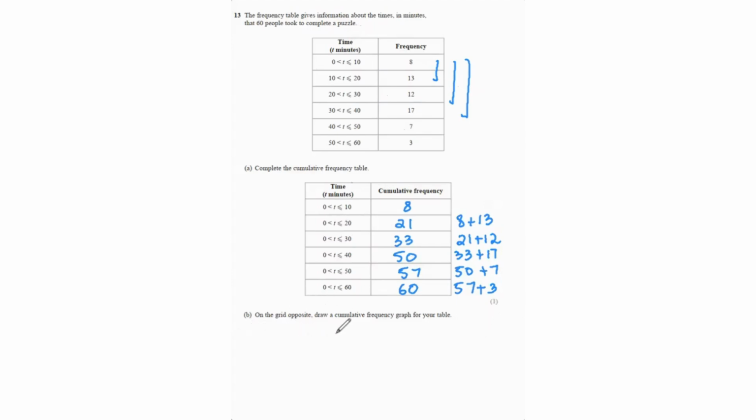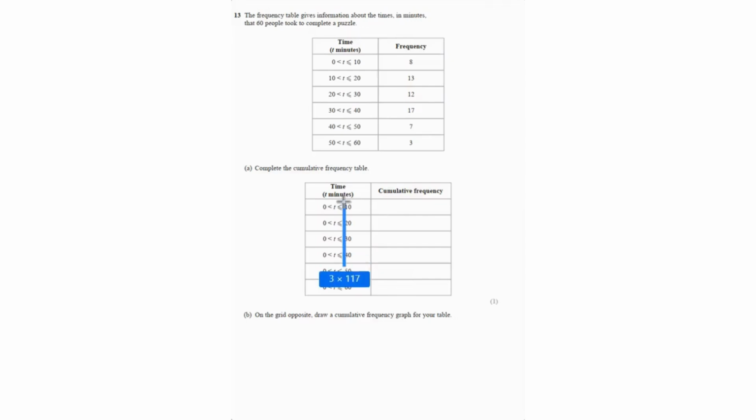Then it says on the grid opposite, draw a cumulative frequency graph for the table. So once we have the cumulative frequency values, next step is to know how to sketch a cumulative frequency graph. Now, when you're trying to draw the cumulative frequency graph, our y value is going to be the cumulative frequency value. For the x value, what we do is we always pick the maximum value of the intervals. So when the cumulative frequency is 8, your x value is going to be 10. When it's 21, your x value is going to be 20 and so on.